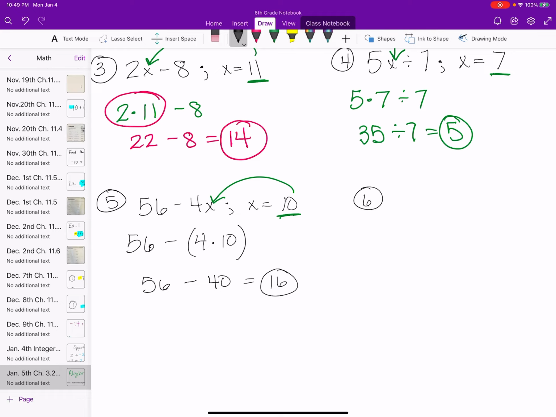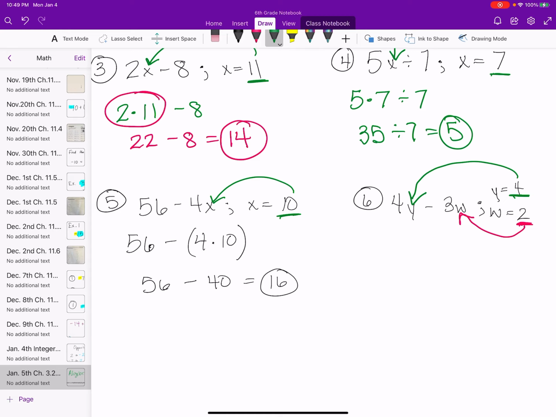So if you have 4y minus 3w, so I'm tossing in two variables there. Y is equal to 4 and w is equal to 2. Okay, so we're going to put in 4 for y, so that's where that one's going to go. And we're going to put in 2 for w.